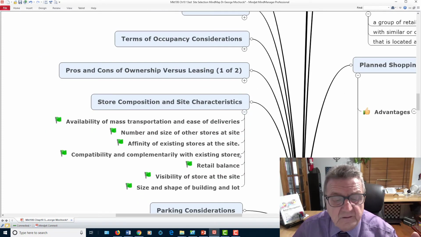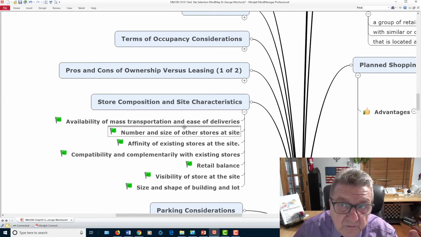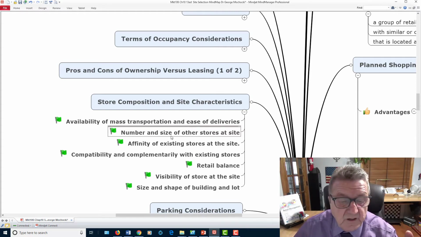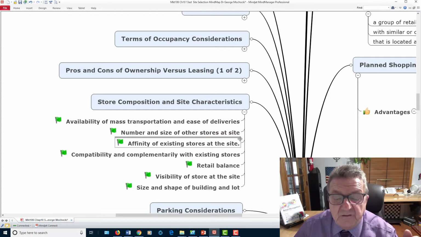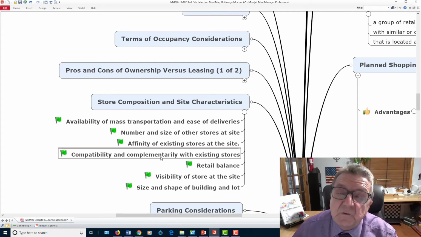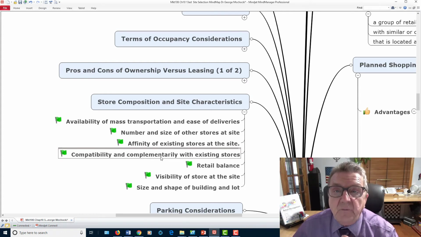Okay, now the other thing you're looking at is store composition and site characteristics. Do you have mass transportation? A little different. I don't need as much parking. People come and drive. Number and size of other store sites. How big are they? Does it complement me? Existing compatibility or complement? Are some of the stores, even though I'm selling one product, going to complement my product by selling something I'm not selling?